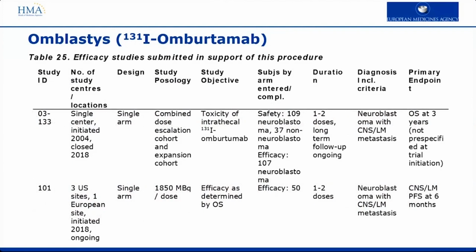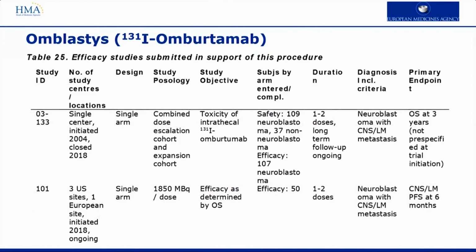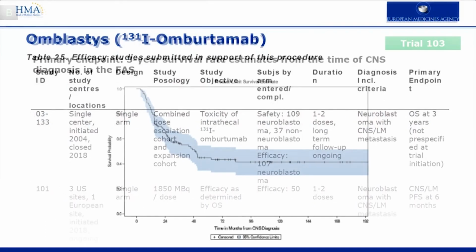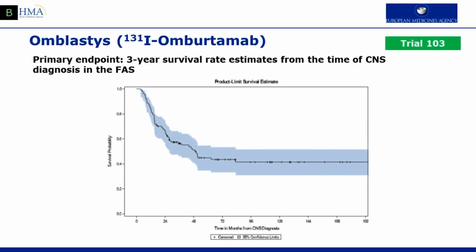But there's a second trial, 101 study, that is a multi-center single-arm trial that is still ongoing. This trial recruits only neuroblastoma patients with leptomeningeal CNS metastases. An interim analysis was conducted on data from patients recruited up to the 1st of January 2020. Further data were submitted during the procedure, and at that time, 50 patients had already been recruited, instead of the 32 planned.